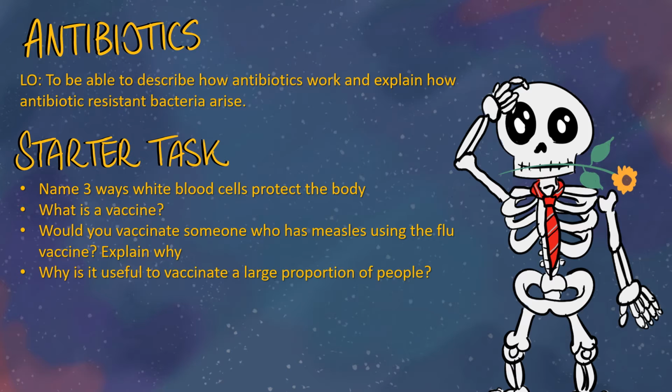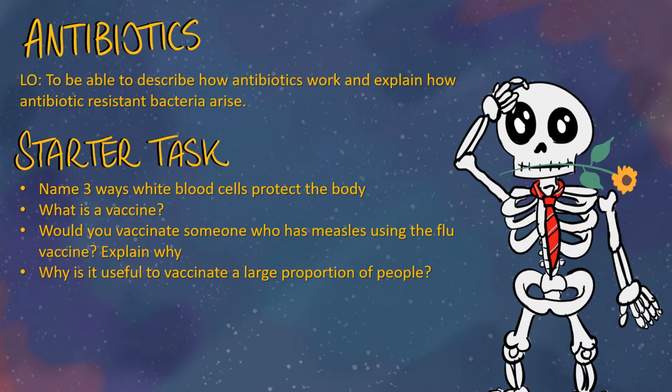Number 2, what is a vaccine? So it is a weakened form of the pathogen that is injected into your body so that your body can generate a response to it. And it builds up the antibodies inside your body, and then those serve as memory cells so that if in the future you catch that particular disease, then your body can fight it.